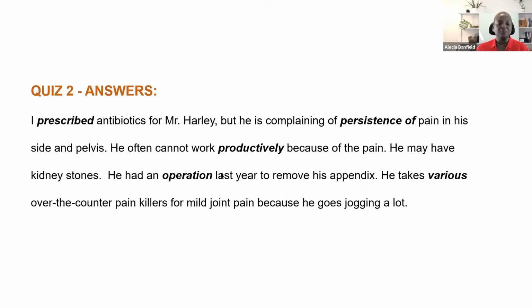Okay? And these are what your answers should have been. I prescribed antibiotics for Mr. Harley, but he is complaining of persistence of pain in his side and pelvis. He often cannot work productively because of the pain. He may have kidney stones. He had an operation last year to remove his appendix. He takes various over-the-counter painkillers for mild joint pain because he goes jogging a lot.